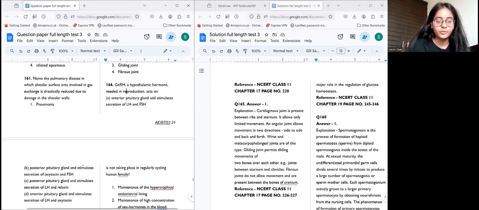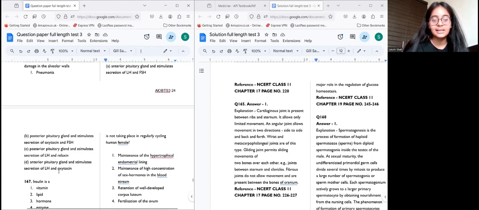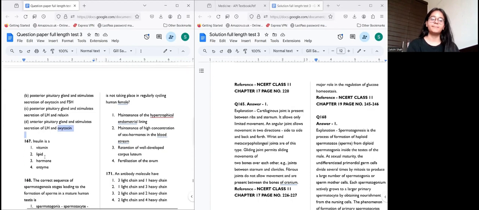So let's see. Posterior pituitary, they are saying it acts on the posterior pituitary. These are the wrong options. So it's either A or D. But what is incorrect with option D? It says it has to release LH and oxytocin. Is oxytocin a gonadotropin? No. That is why the answer is option number A.